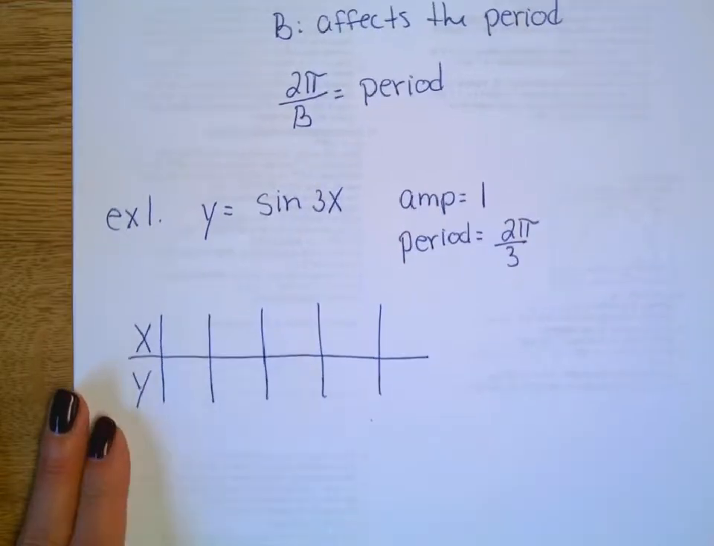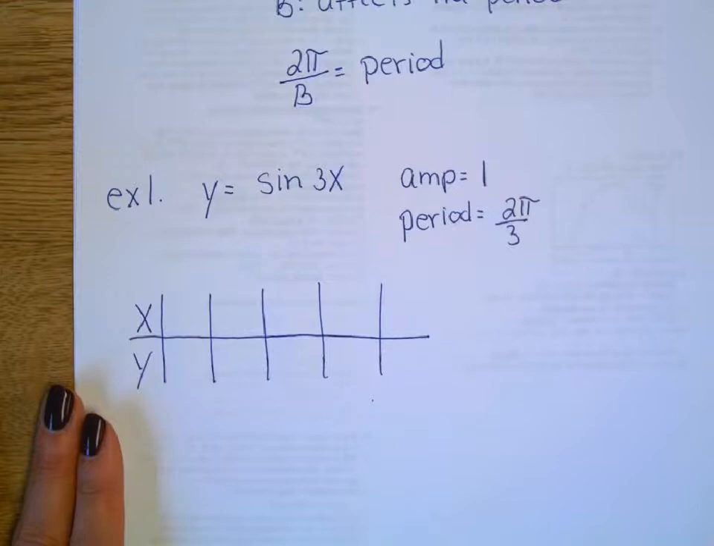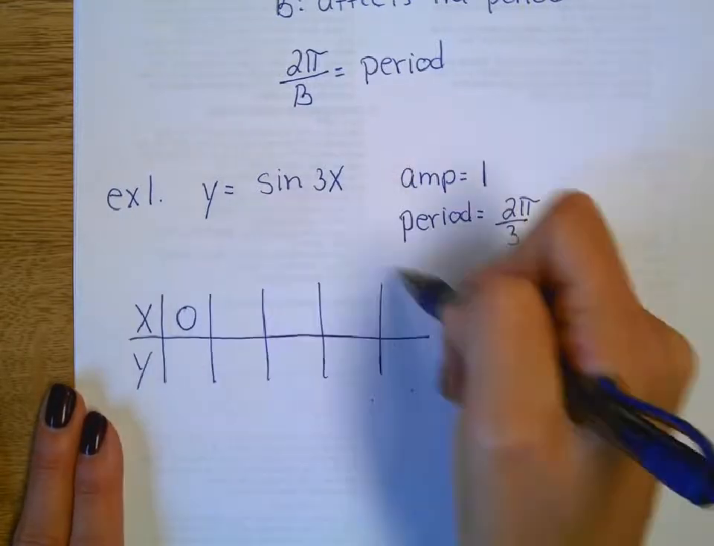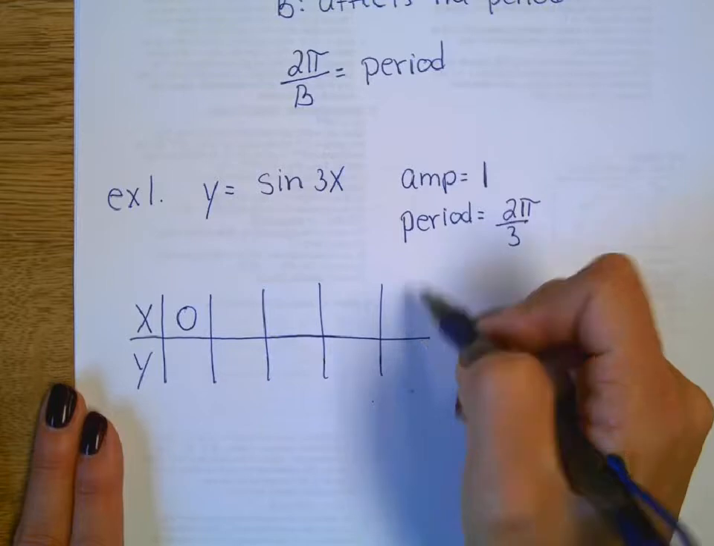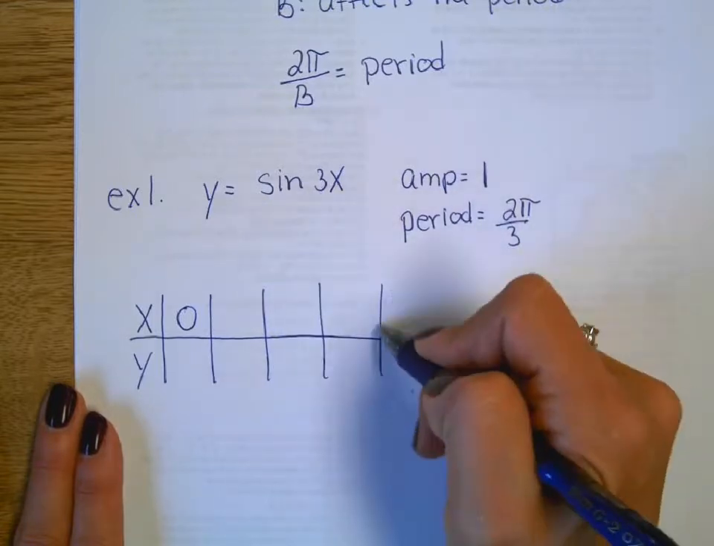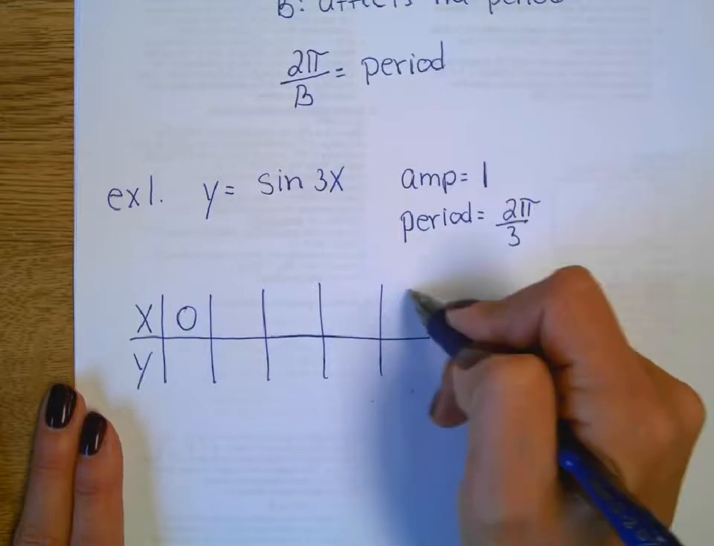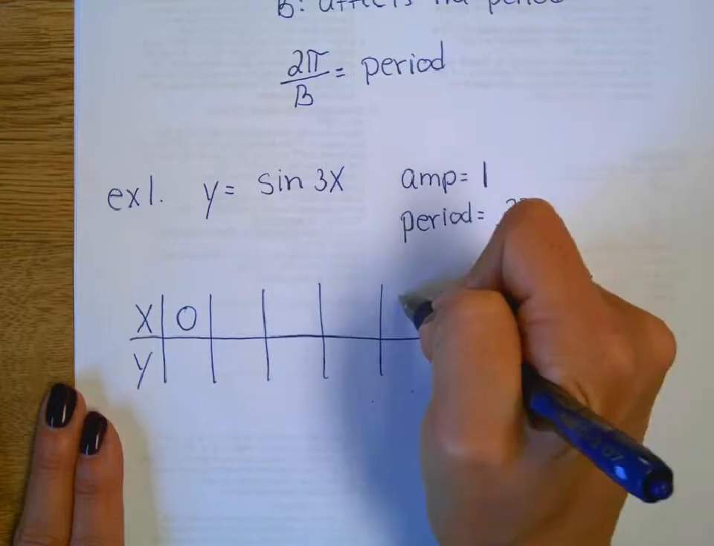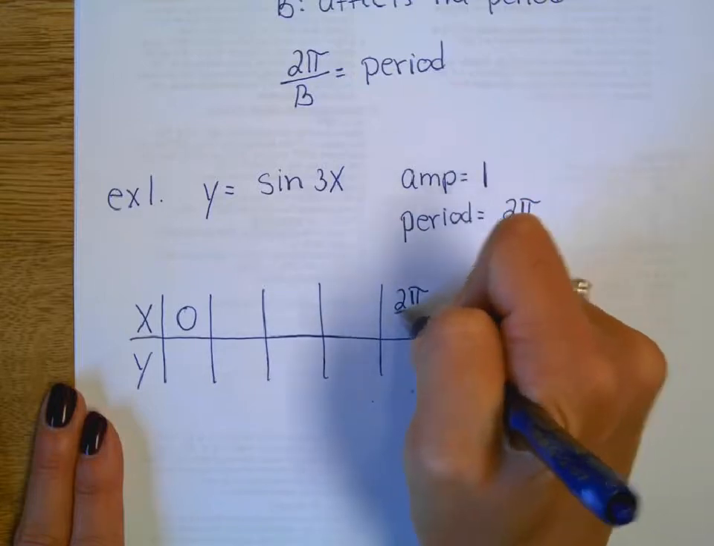So we still have 5 key values. Where is sine and cosine always starting? Which x value is 0. Normally it would finish at 2 pi, but because I have this multiplier of 3 in here, it shortened up that period. Where is it going to finish? At 2 pi over 3. It's going to finish at this period length, 2 pi over 3.